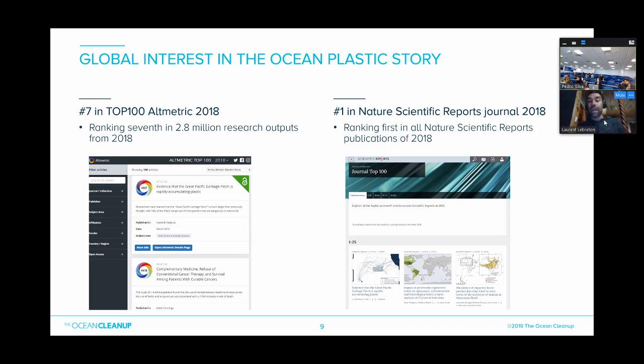Out of 2.8 million research outputs in 2018, this paper was ranked 7th in the top 100 on Altmetric, which measures the amount of tweets, newspaper articles, blogs, and citations. It was also number 1 for Nature Scientific Reports, showing how important this story is, and it is bringing our problem back to us and saying, hey, we have a problem there.